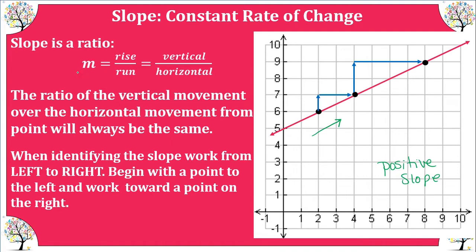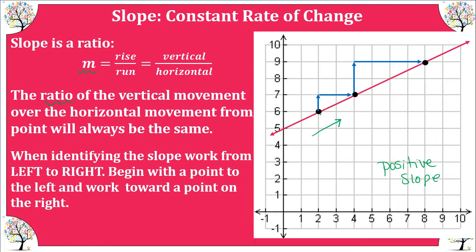So slope, which we're going to use M, lowercase m, represents the slope of a line. And it is the rise compared to the run, which is the vertical change compared to the horizontal change. So it is a ratio. And no matter what 2 points I choose on the line, it will always simplify to the same slope measurement because this is a line and it has a constant rate of change.